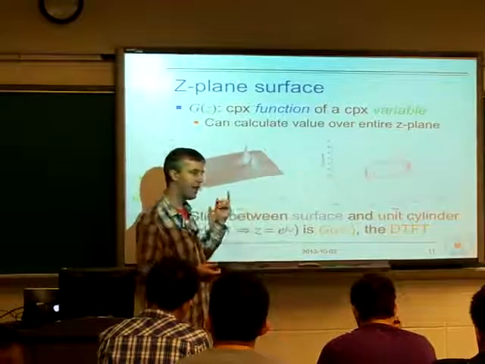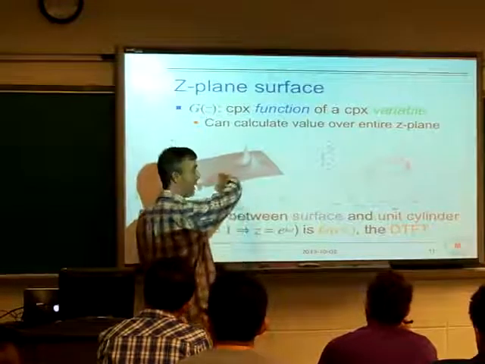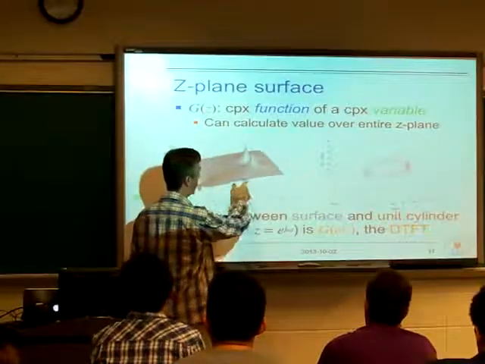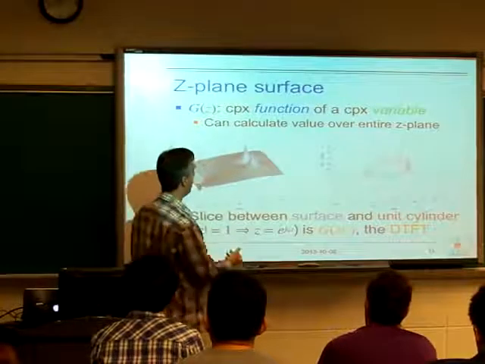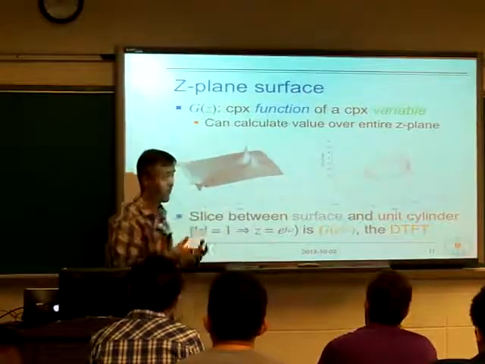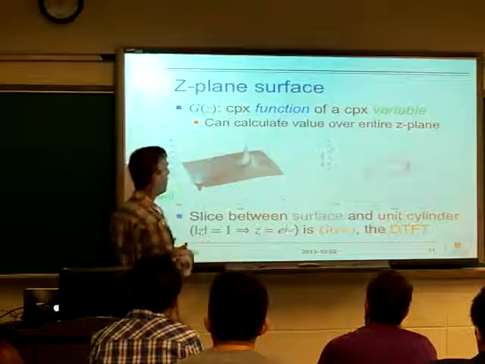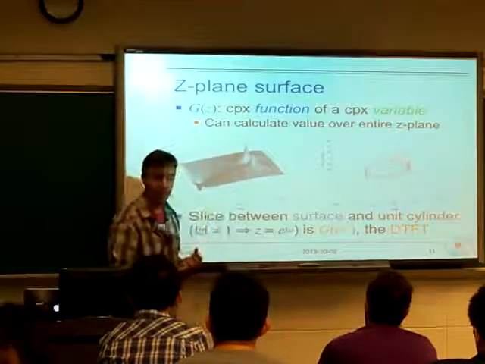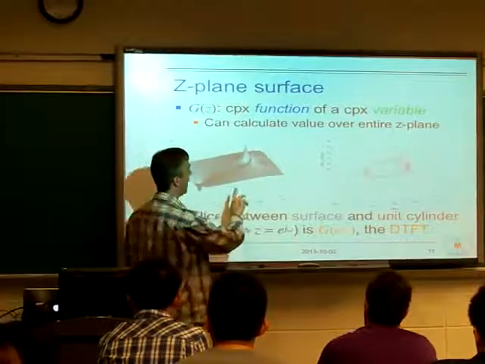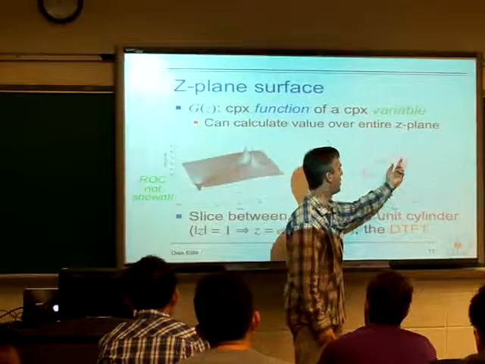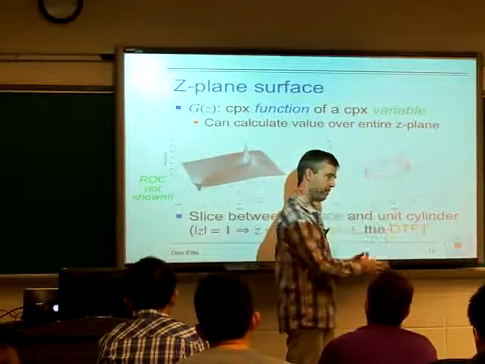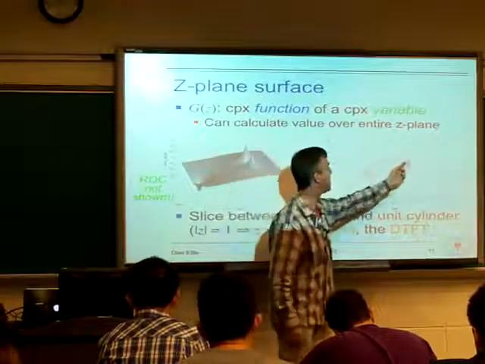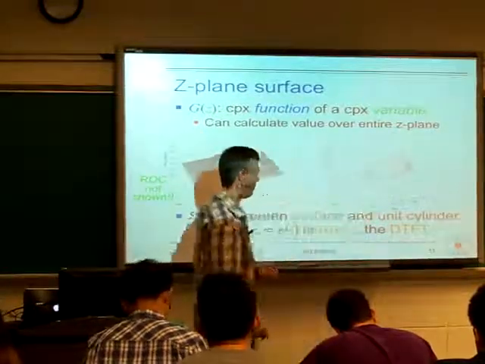Z equal e to the j omega is just a unit length vector with angle omega on the z plane. And so we can plot this circle here, which is the unit circle, and it's the set of z such that z equal e to the j omega for all omega. And then we can find out what the values of g of z are for those values of z, and that gives us this intersection between some circular cylinder and this surface here, but these are the actual values of the DTFT.